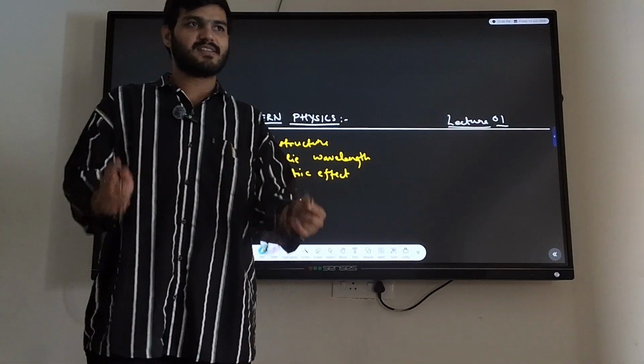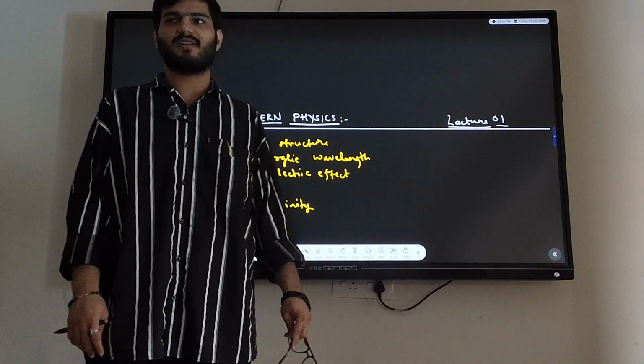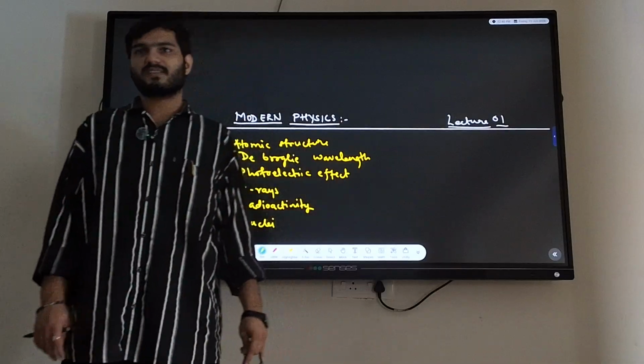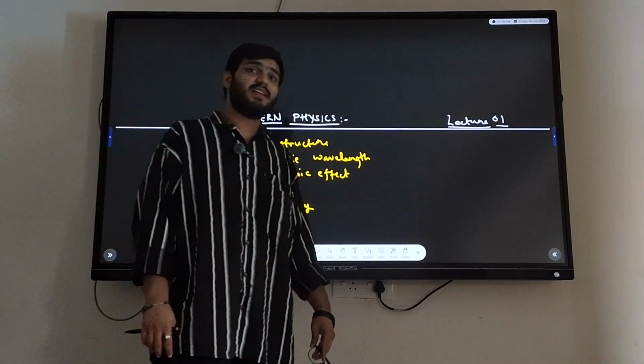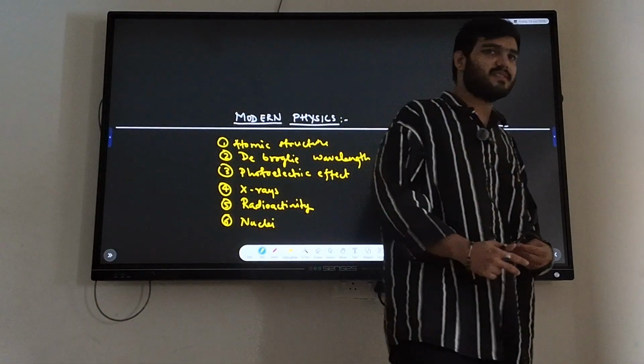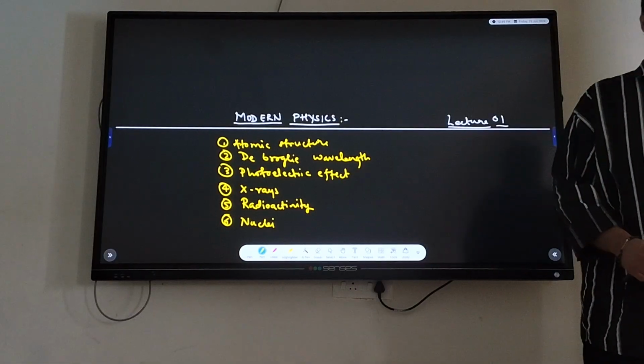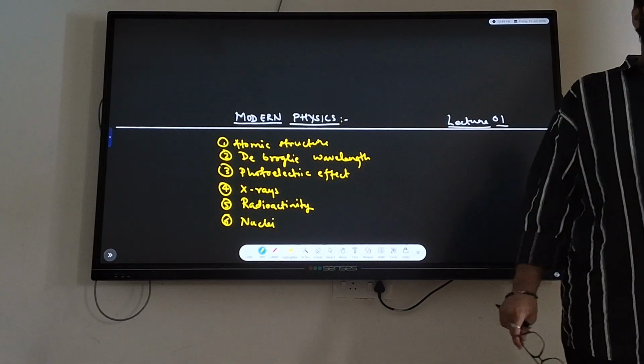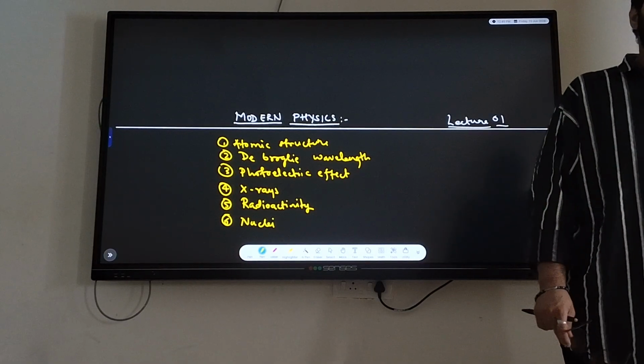But this doesn't seem so good, because the atom will just explode. Or maybe something happened, but it's not stable. So this is not so good. And then came his PhD student, Rutherford. Rutherford came, I think, in 1911 or 10, something like that.